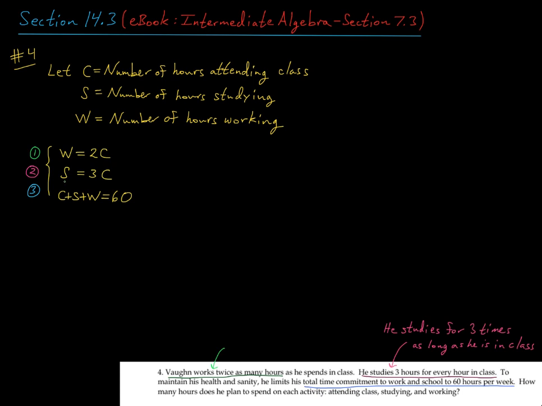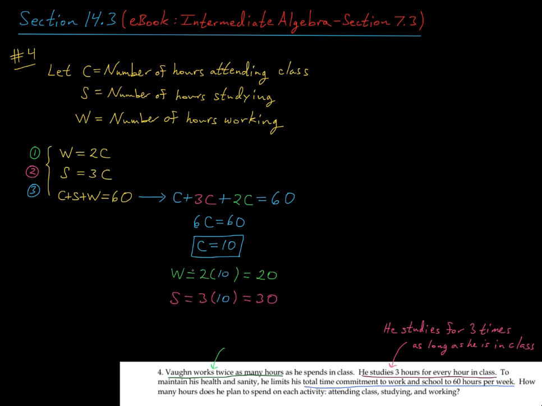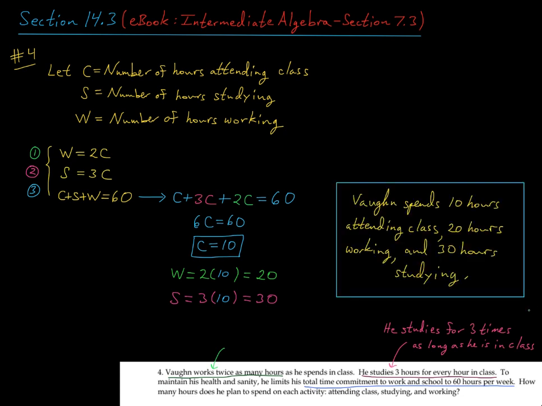And here we have both W and S expressed in terms of just C. So I can just directly substitute into equation 3, and I get C plus 3C plus 2C, so that's a total of 6C, and that's got to be 60 hours in total, right? So C is 10, and once you know C is 10, everything else just falls out. W is 2 times that amount, so it'd be 20 hours, and the study hours then would be 30, right? 3 times that amount. And so in total, Vaughn spends 10 hours attending class, 20 hours working, and 30 hours studying. And that is going to do it.